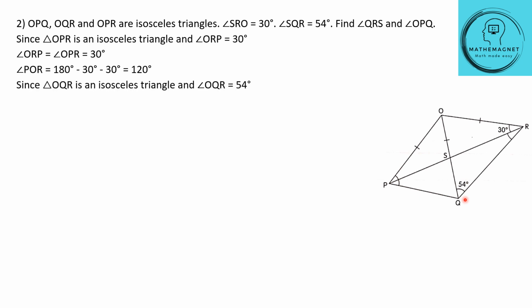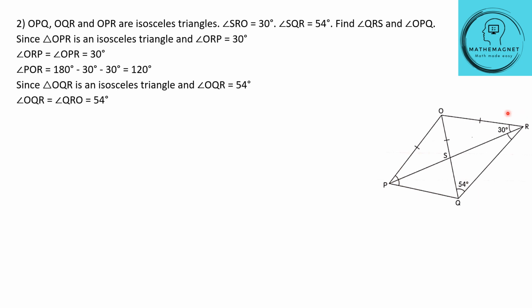So in triangle OQR, this is also an isosceles triangle, and we know angle OQR is 54 degrees, which is given here. Again, in isosceles triangles, the angles opposite the equal sides are equal. So which means angle QRO, or ORQ, either one, is equal to 54 degrees. So angle OQR is equal to QRO, which is equal to 54 degrees.